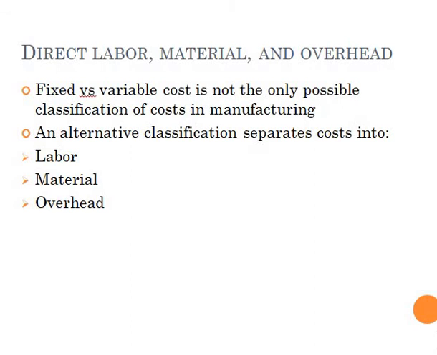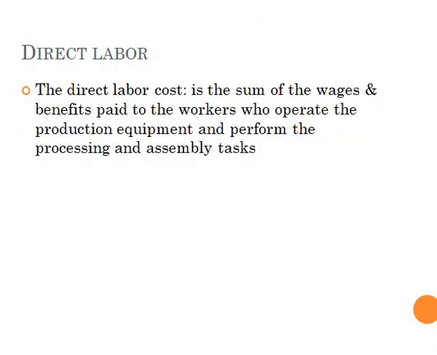Now we have the other classification. The first classification was related to fixed and variable costs. The second classification of costs includes the direct labor, the material, and overhead. Let's explain what is meant by each one. When I say direct labor, the direct labor costs will be the summation of all the salaries, wages, and benefits that I'm paying for the workers who are operating a certain specific production equipment. Maybe they are doing other steps or tasks, but all of these tasks should be related to your production.